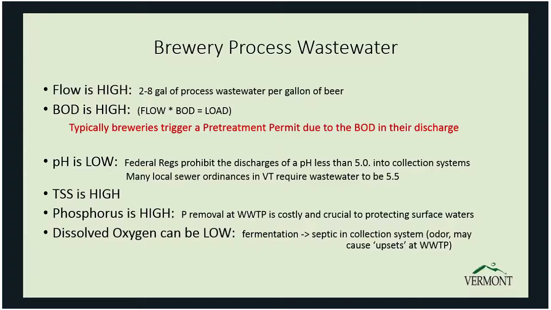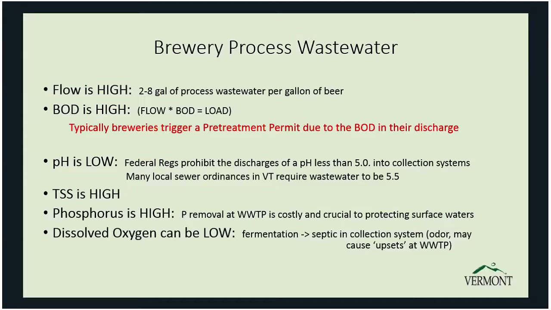As I mentioned earlier, the pH of a brewery discharge is very low, and federal regulations prohibit the discharge of pHs of less than 5, and your typical beer, as we showed in the previous slide, is about 4.5. Many local sewer ordinances across the state require wastewater to be greater than 5.5. So there may be the need for pH adjustment depending on the amount of waste and the strength.